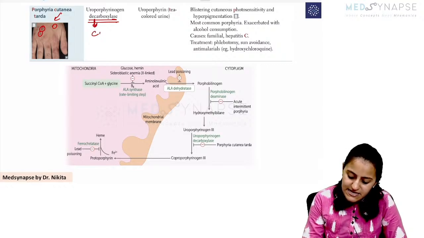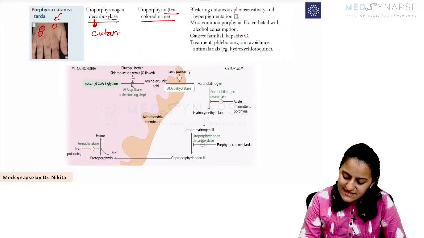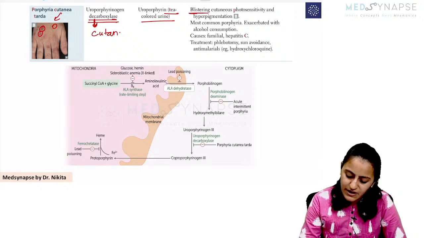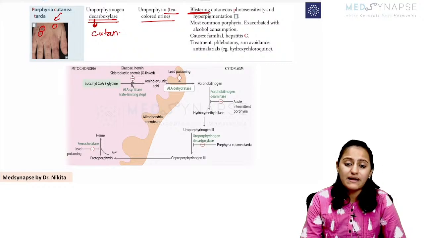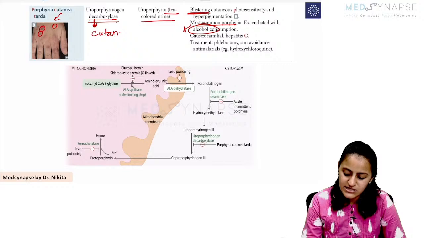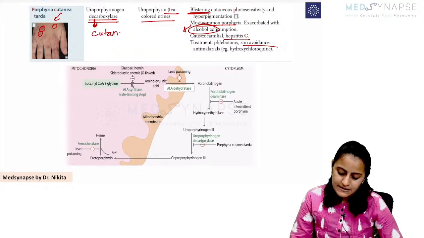And there will be tea colored urine here, because of uroporphyrin. Blistering cutaneous photosensitivity, the most common porphyria, can be precipitated by alcohol and is also associated with hepatitis C. Treatment is sun avoidance, and antimalarials like hydroxychloroquine can be given.